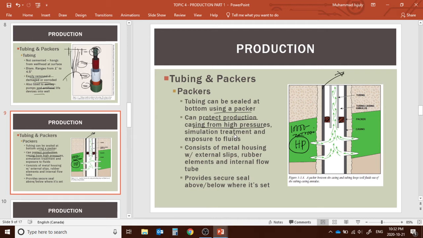So we don't want that, and to prevent this we use the packers. Okay, so it's a kind of initial control. So the tubing can be sealed at the bottom using the packers, for protection from the high pressure stimulation treatment, and also from the exposure of fluid. Okay, so it is a secure seal, and it can be made with rubber elements or any other types.